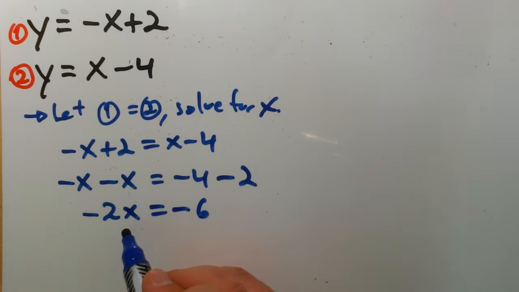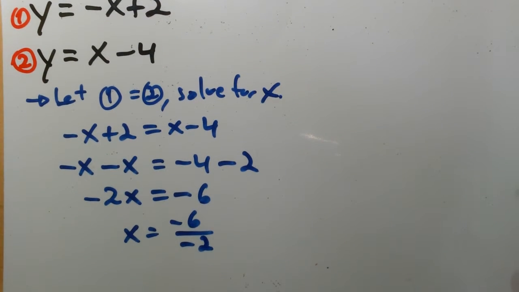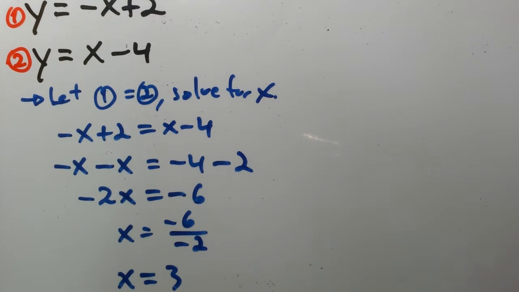Now let's get rid of this negative 2. This negative 2 is multiplying here, so it goes dividing on the other side, and we end up with negative 6 over negative 2. The minuses cancel out, and 6 divided by 2 is equal to 3. So our x coordinate now we know is going to be 3.